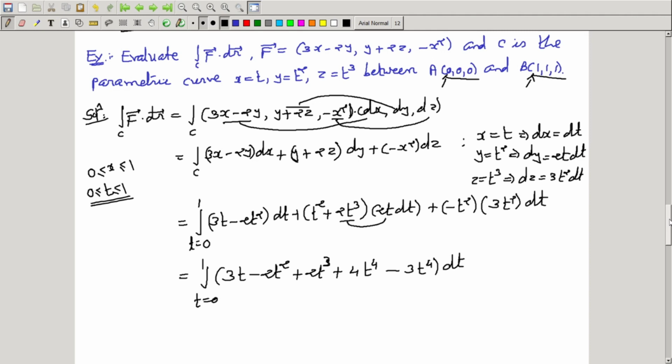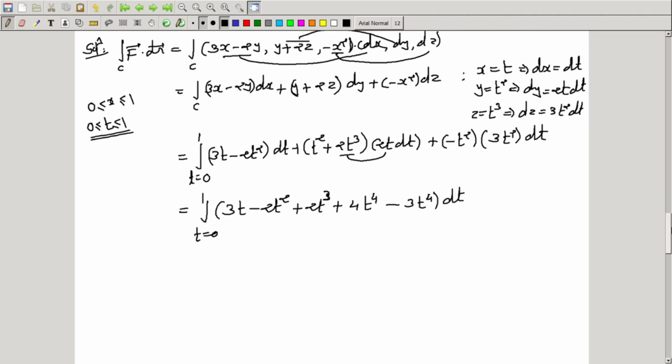Is this clear to everyone? Yes, sir. So this is t equal to 0 to 1. This is 3 times t minus 2t square plus 2t cube plus 4t raised to 4 minus 3t raised to 4, which is plus t raised to 4 dt.